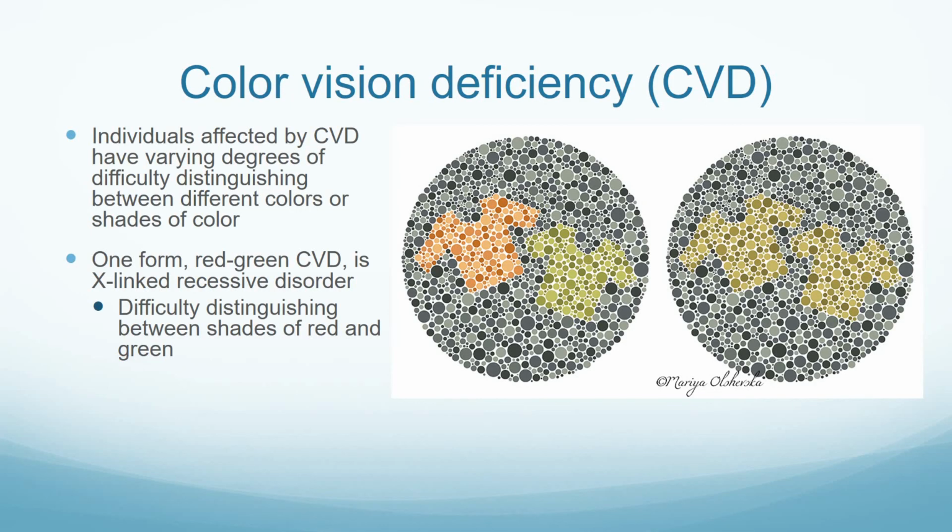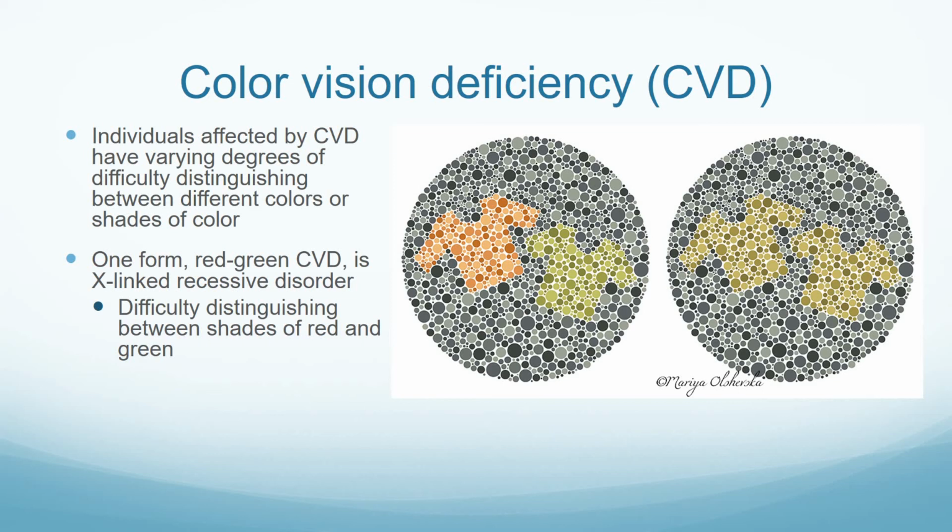Let's take a look at CVD, color vision deficiency. These are individuals who have varying degrees of difficulty in distinguishing between different colors or shades of color. One form is called red-green CVD. It is an X-linked recessive disorder. They have difficulty distinguishing between shades of red and green.